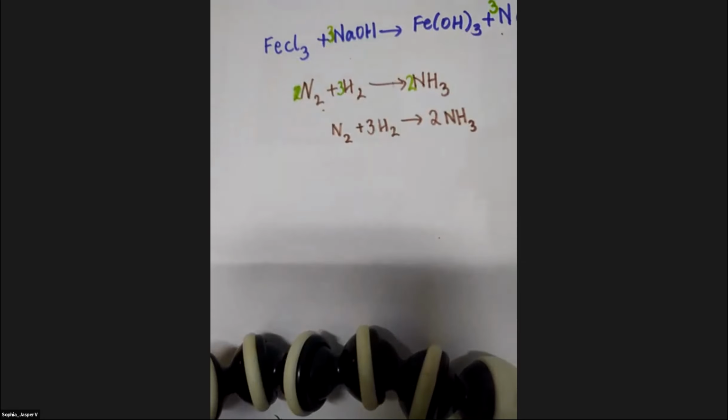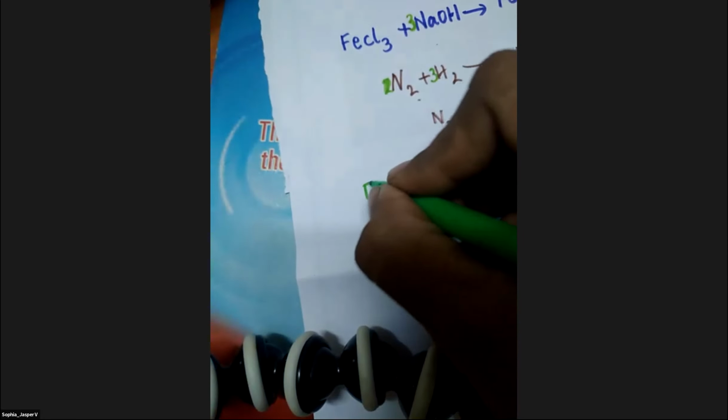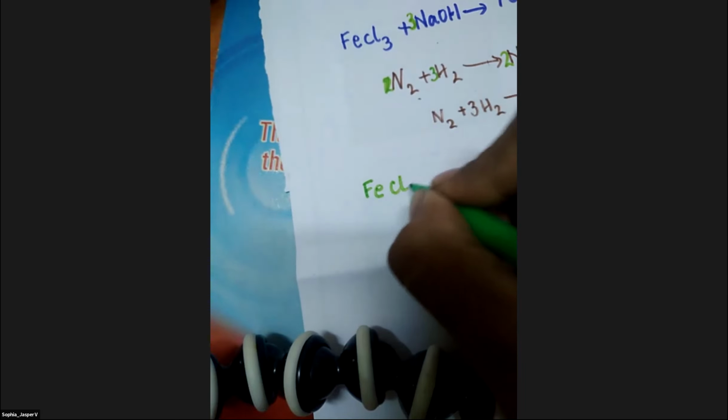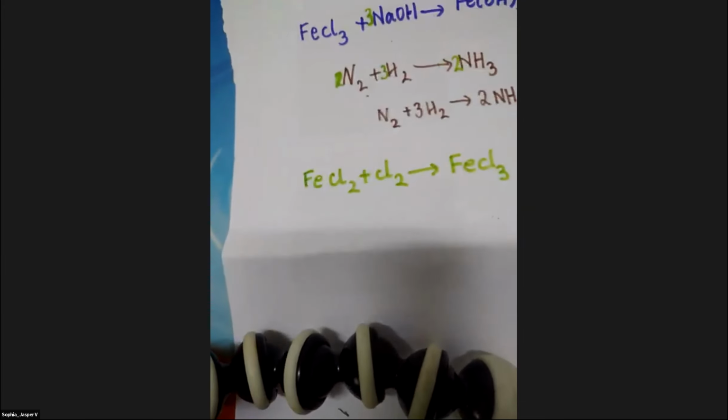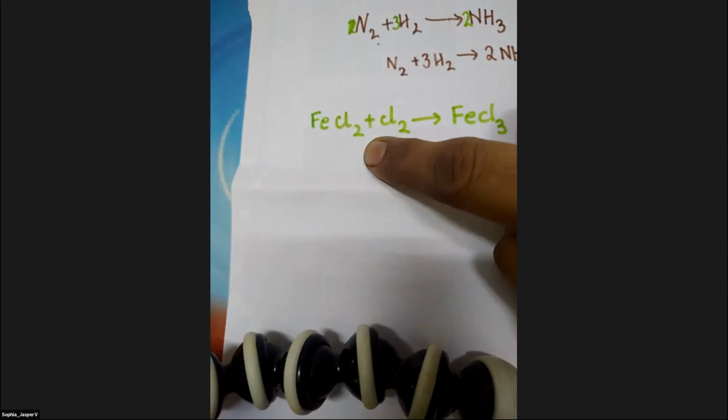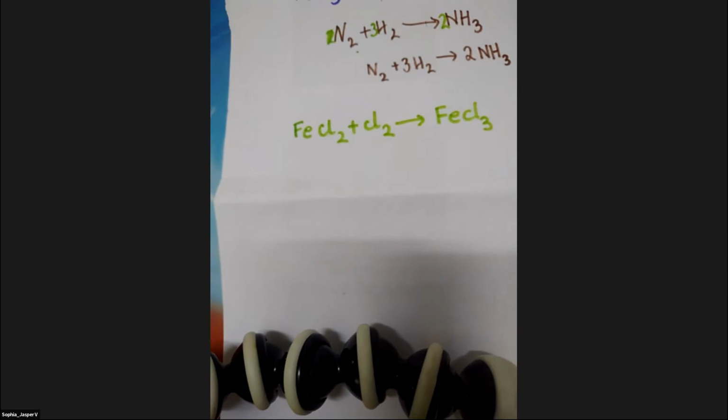Let's do one more. I will write it down and I'll give you time to work it out also. FeCl2 plus Cl2 gives FeCl3, ferric chloride. Now do this for me. FeCl2 plus Cl2 gives 2FeCl3. Can you give me the balanced equation?